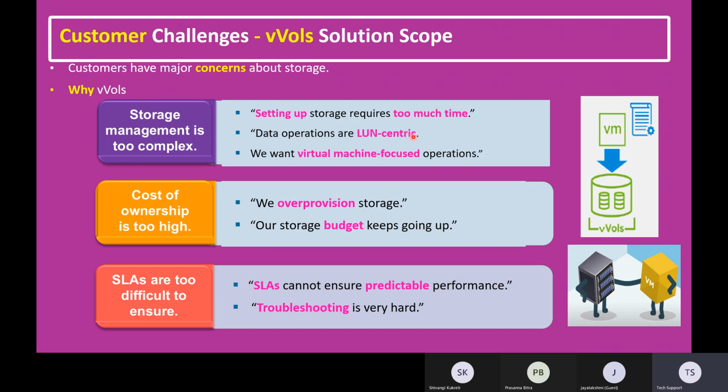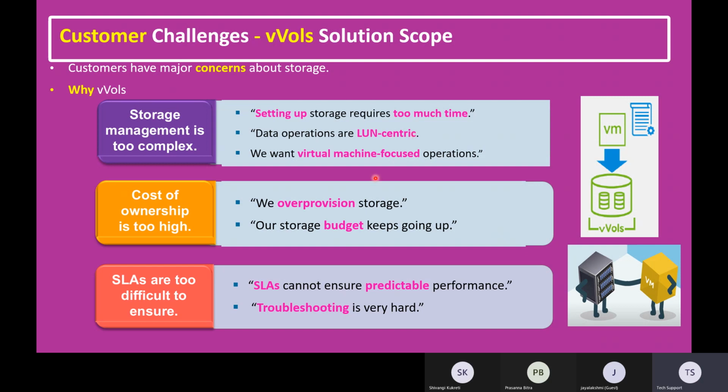They don't want LUN centric operation, because when you configure your storage box with a RAID 5 LUN, all your VMs also by default come with RAID 5 features only. You cannot use additional RAID level features. That is one challenge in physical storage.